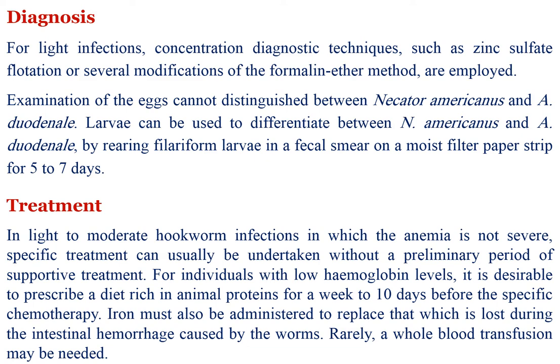Treatment. In light to moderate hookworm infections in which the anemia is not severe, a specific treatment can usually be undertaken without a preliminary period of supportive treatment. For individuals with low hemoglobin levels, it's desirable to prescribe a diet rich in animal proteins for a week to 10 days before the specific chemotherapy. Iron must also be administered to replace that which is lost during the intestinal hemorrhage caused by the worms. Rarely, a whole blood transfusion may be needed.